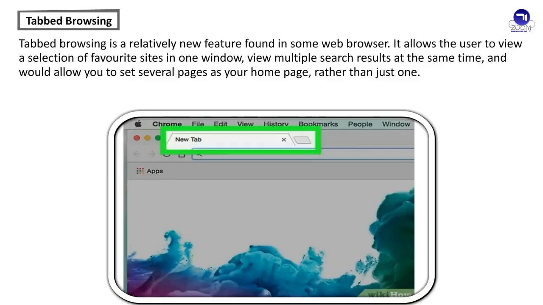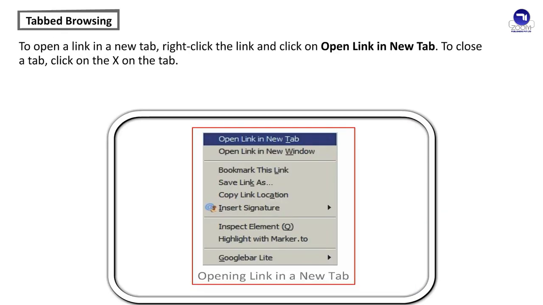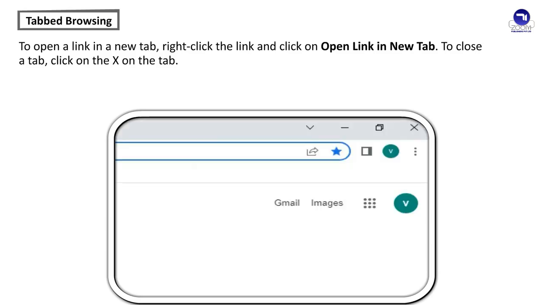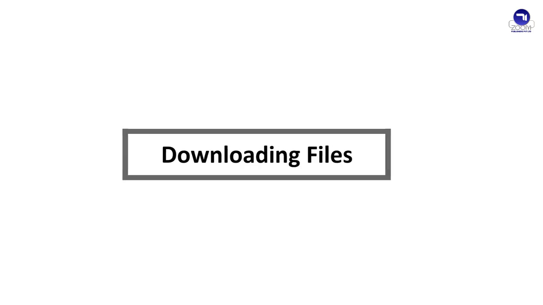Tabbed browsing. Tabbed browsing is a relatively new feature found in some web browsers. It allows the user to view a selection of favorite sites in one window, view multiple search results at the same time, and set several pages as your home page rather than just one. To open a link in a new tab, right-click the link and click on Open Link in New Tab. To close a tab, click on the cross on the tab.